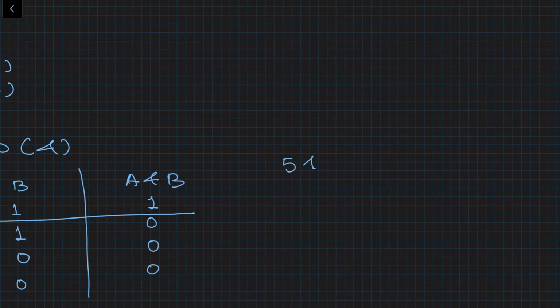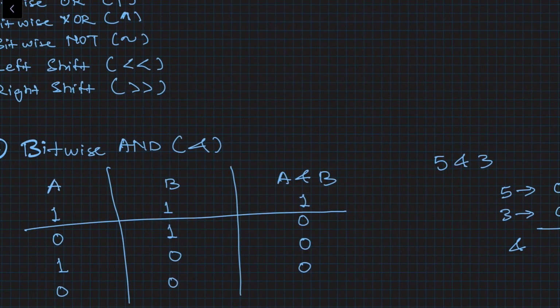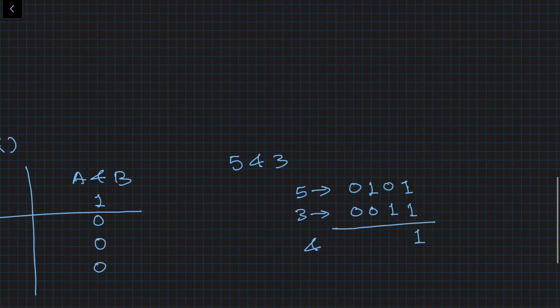Let's say 5 and 3. So the binary representation of 5 is 0 1 0 1, and the binary representation of 3 is 0 0 1 1. Okay, so if we perform an AND operation here, 1 and 1 is going to return us 1 based on our rule. If any bit is an unset bit, it is going to return us 0.